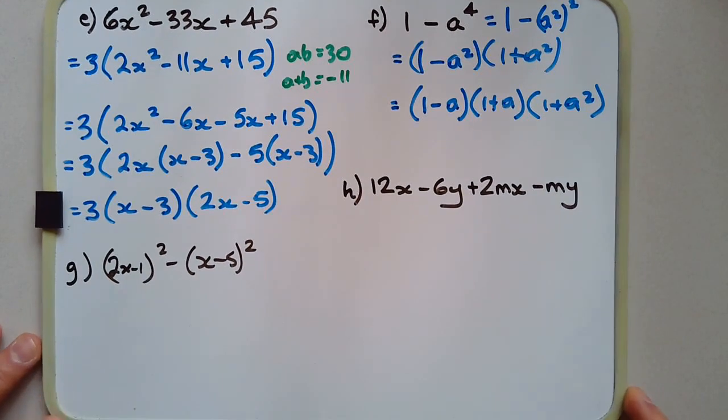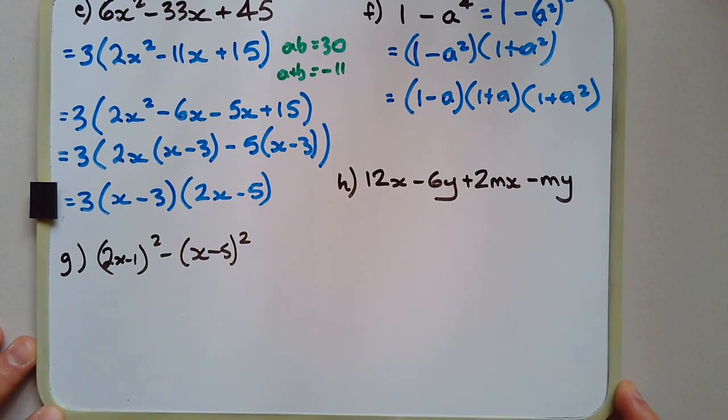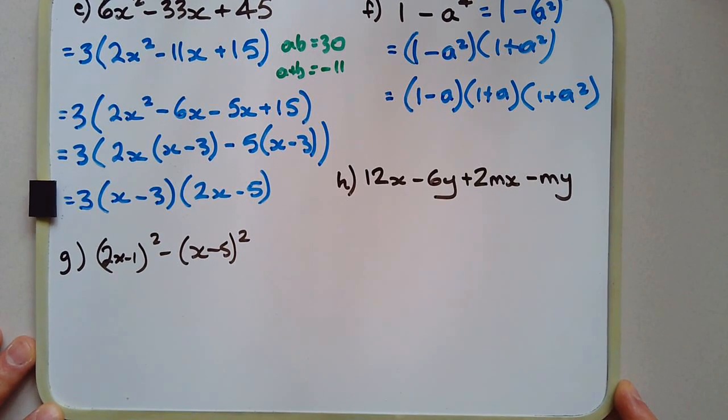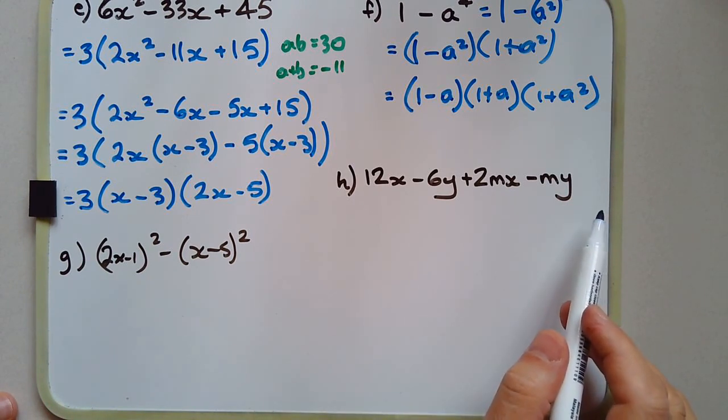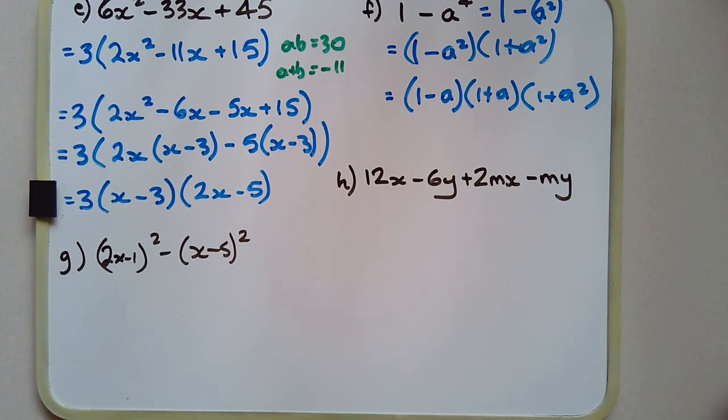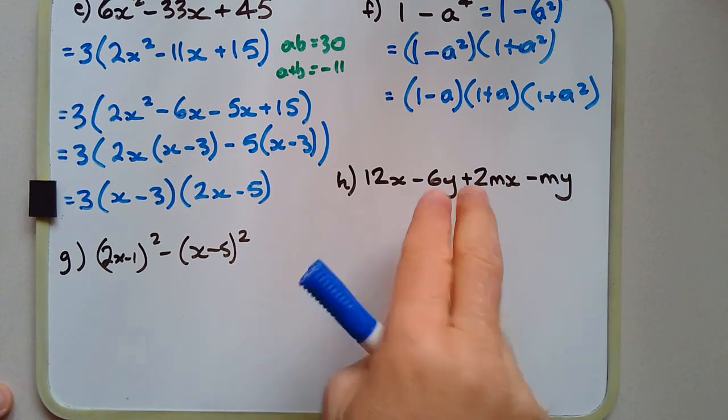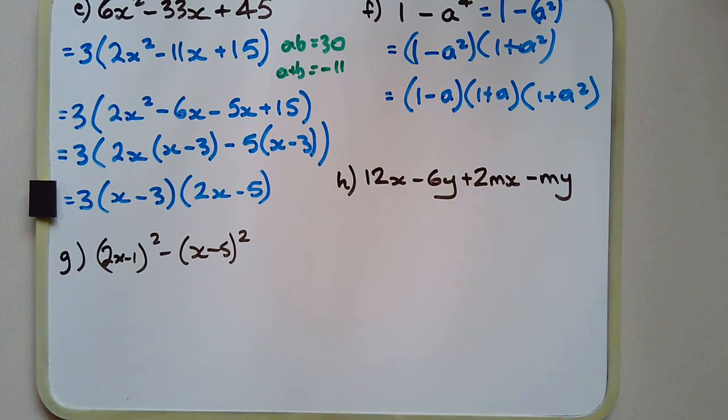What about h? 12x minus 6y plus 2mx minus my. Can you take out a common factor? No numbers, no pronumerals. So no common factors can be taken out. Doesn't look like anything, doesn't look like a quadratic. There's certainly not a difference of two squares. It's a quadrinomial, it's 4 terms. Now, we could probably just keep the terms as they are. If you want to switch terms around, you're welcome to do that. I don't think we're going to gain anything by switching terms around.